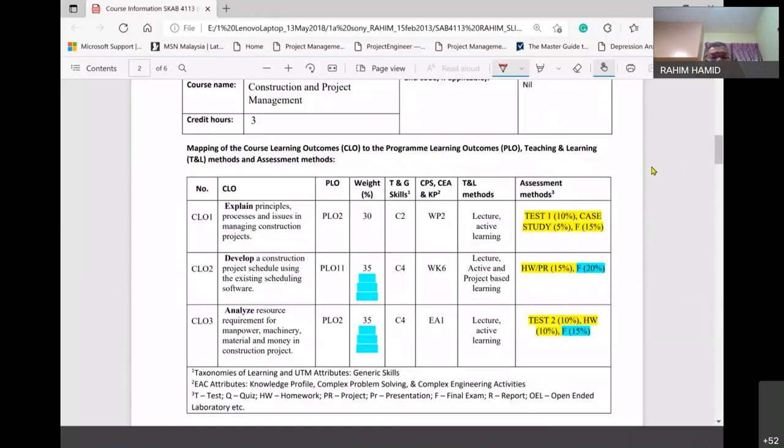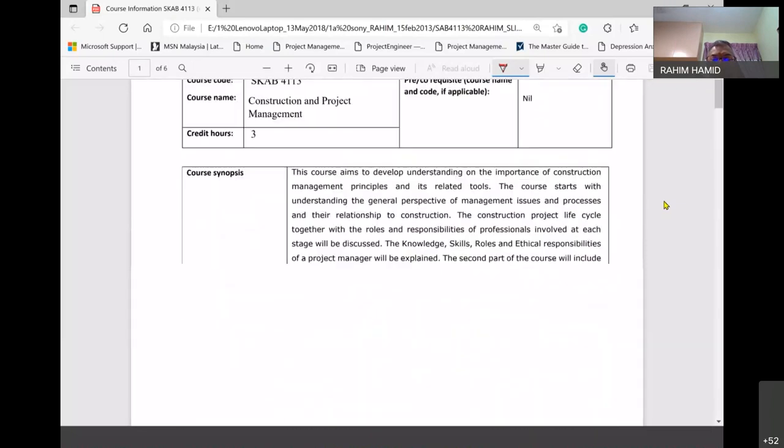All right, then. Okay, let's start with the course information. I just shared with you the latest CI. The previous one that I shared with you was the wrong one. It is supposed to be SKAB4113. So this is the right one, SKAB4113.